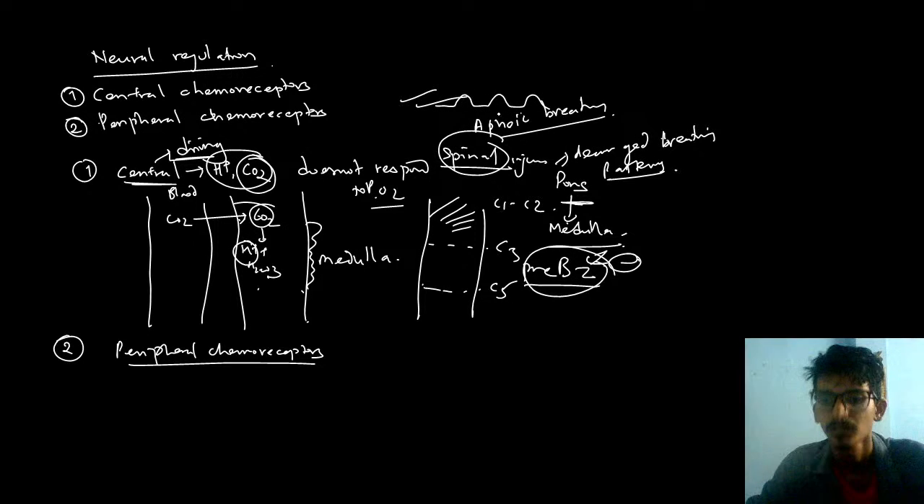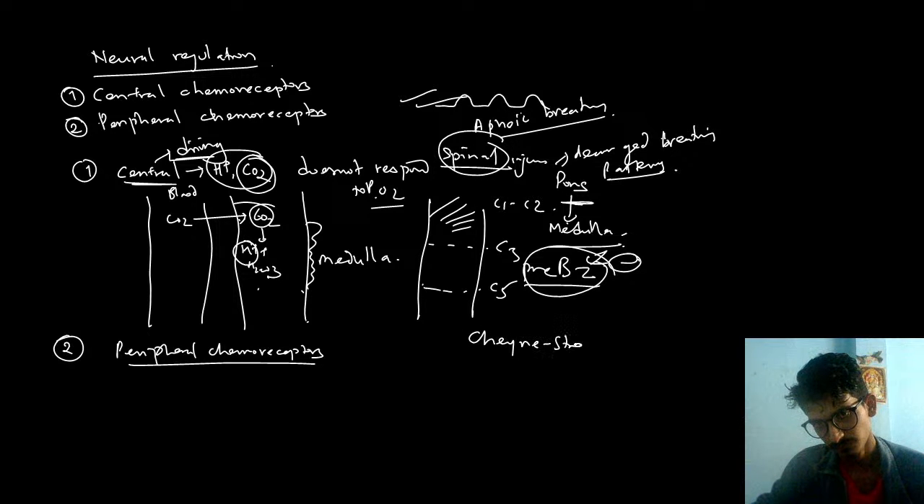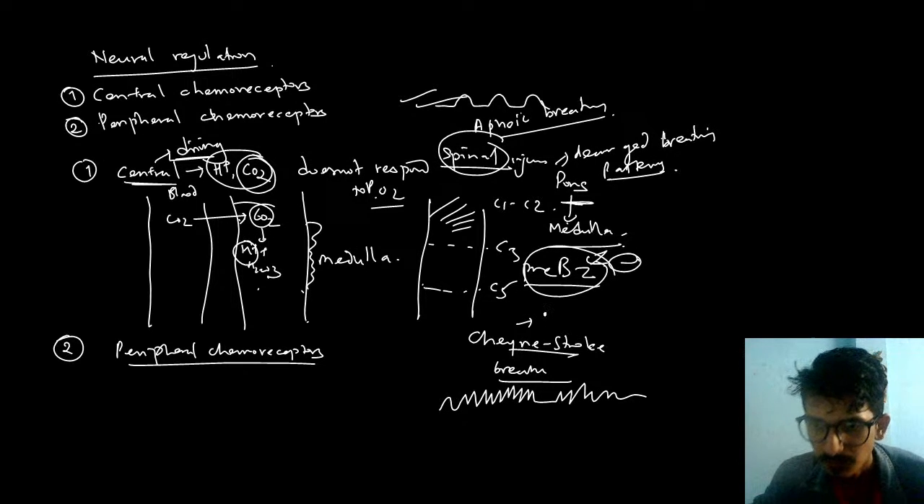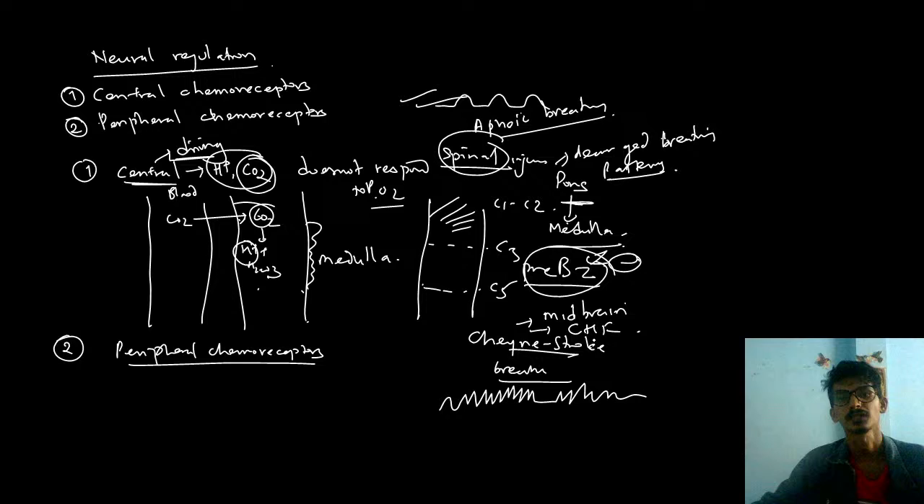The second type of breathing we see is Cheyne-Stokes breathing. Here the breathing continuously increases, then there is apnea, then again it increases. This is called Cheyne-Stokes breathing. It is most commonly seen in cases of anything that results in damage to the midbrain, or in congestive heart failure too. So these are the patterns of breathing.